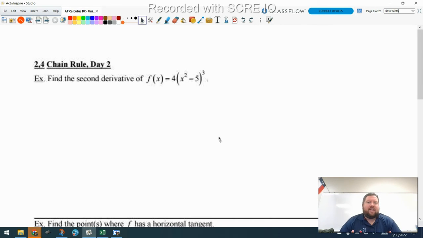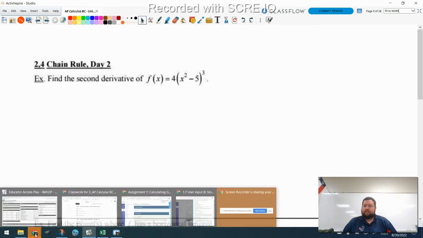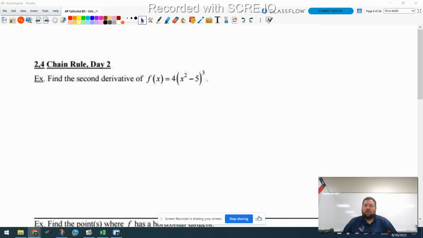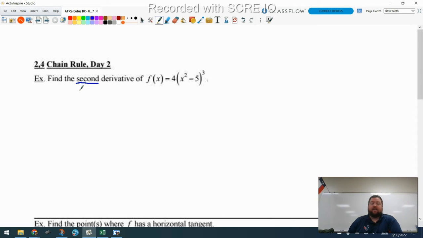All right, we're going to do a second day of the chain rule. So first thing we're going to do here is find the second derivative. I don't think we've done a problem where we've done the second derivative, but basically that is the derivative of the derivative. So we're going to start by finding f prime, and then the second derivative is f double prime of x. That's how we'll denote that.